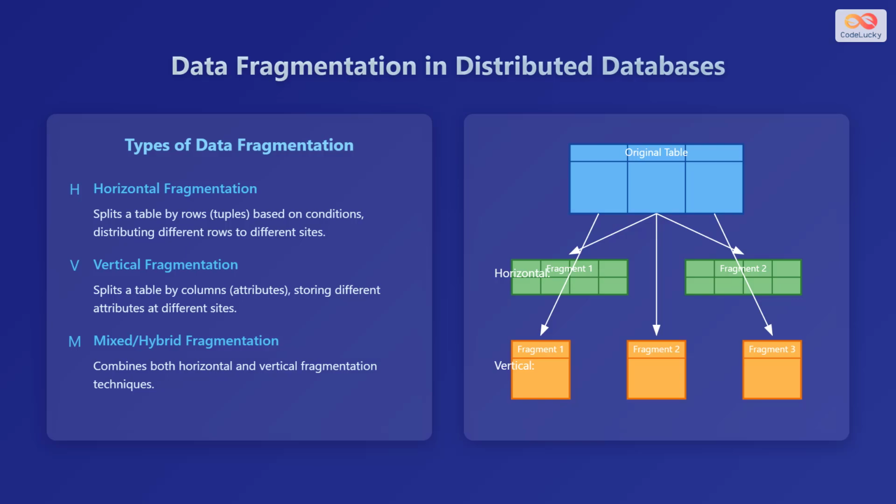Data fragmentation is another key concept in distributed databases. It involves breaking down the data into smaller, more manageable pieces. There are mainly three types of data fragmentation. First is horizontal fragmentation, which splits a table by rows based on specific conditions. Different rows are then distributed to different sites. Second is vertical fragmentation, which splits a table by columns. Different columns are stored at different sites. And the third is mixed or hybrid fragmentation, which combines both horizontal and vertical fragmentation techniques to achieve the desired data distribution.